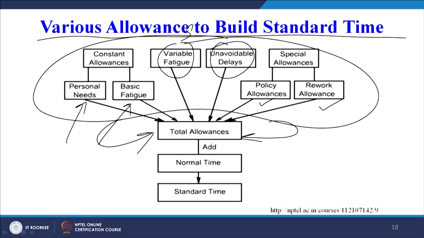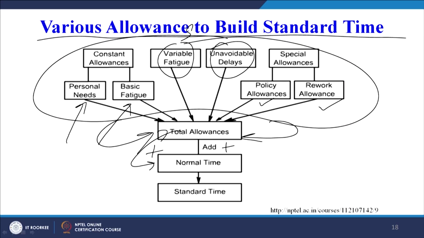In our previous sessions we have seen that the observed time can be multiplied by the rating factor, which can be found out by a number of different methods. So once we know the rating factor and have found the observed time for the various elements, very easily we can calculate the normal time. To that normal time we will add all these allowances as one total allowance. So the total allowances plus the normal time will give you the standard time.